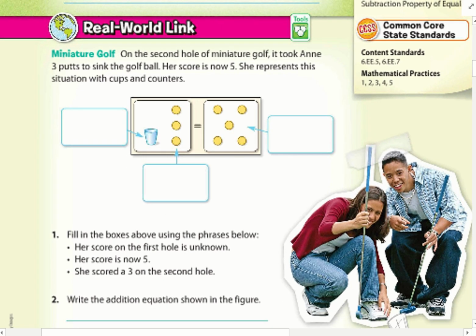We're actually just going to jump right into the real-world link. This is on the second hole of miniature golf. It took Anne 3 putts to sink the golf ball. Her score is now 5. She represents the situation with cups and counters. So on the second hole, we know she got 3 putts. So that's going to be the 3 here.